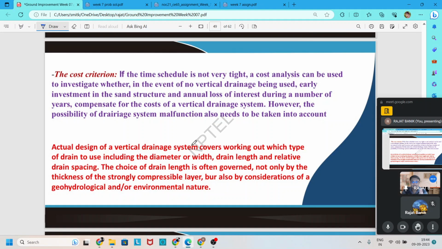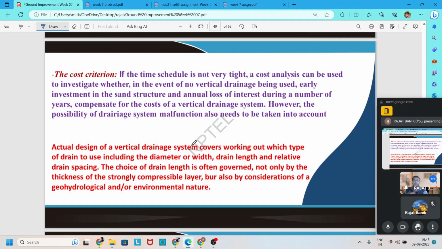that means the time required for the construction is not our main goal, then we only apply the preloads to generate the consolidation. But if time is the major constraint in our construction, that means we need to perform our construction very quickly, then we apply the vertical drain and also calculate whether this vertical drain is cost effective or not.